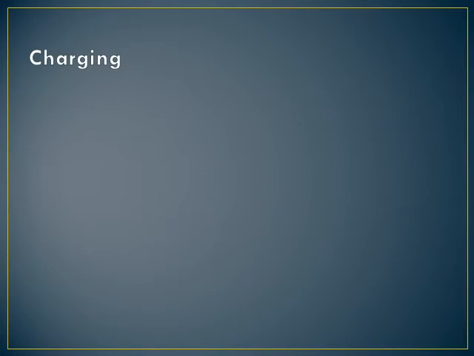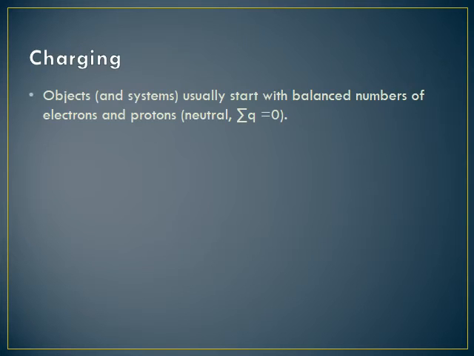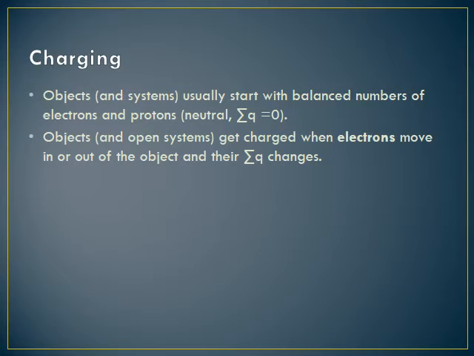So the rest of this slideshow is concerned with the 3 main charging processes. So what I mean by charging is that most objects start with balanced electrons and protons, right? The sigma q is 0, but there are ways that we can manipulate these systems so that we can move our electrons around. If we move them in or out of the object, then the sigma q of that object or the system is going to be changing.